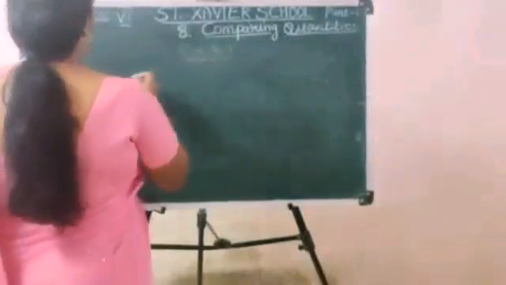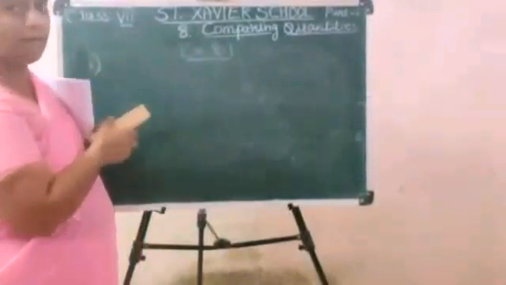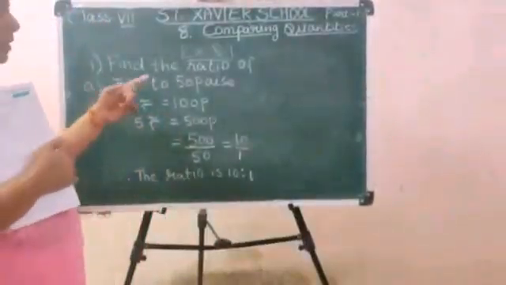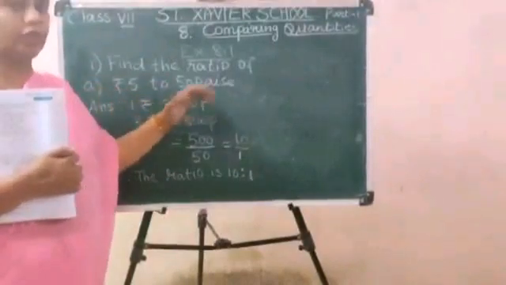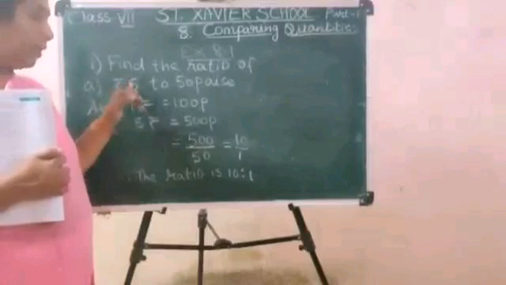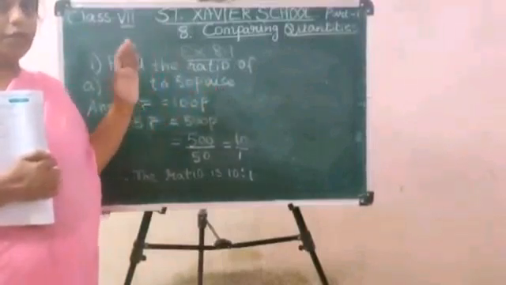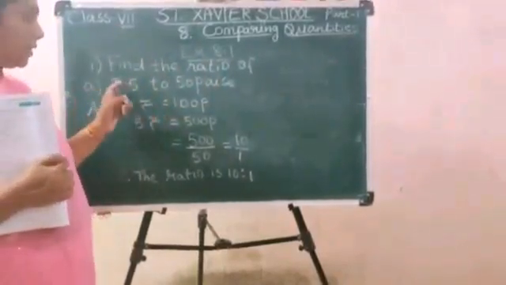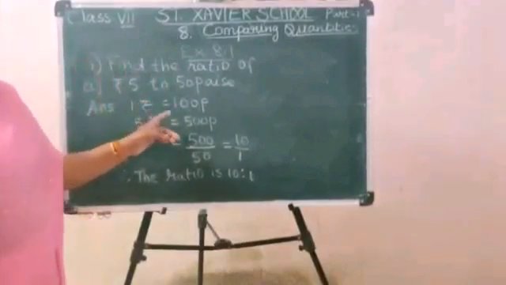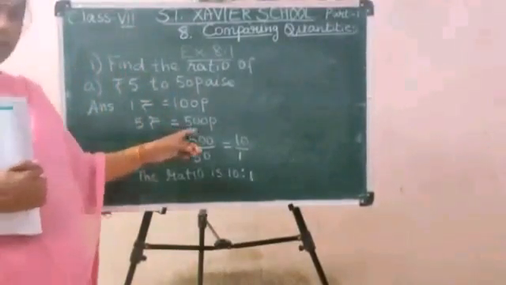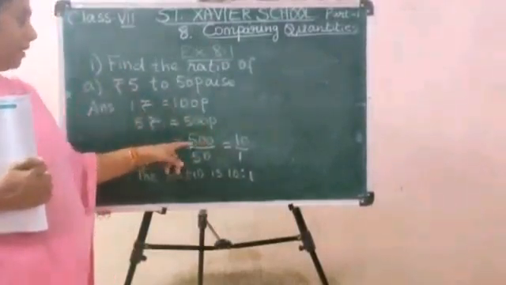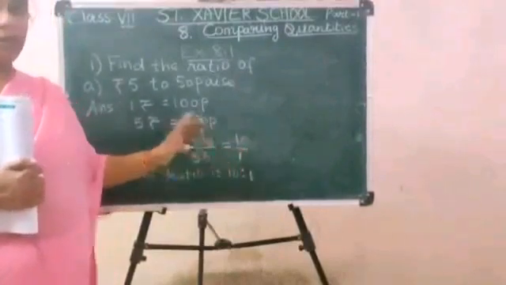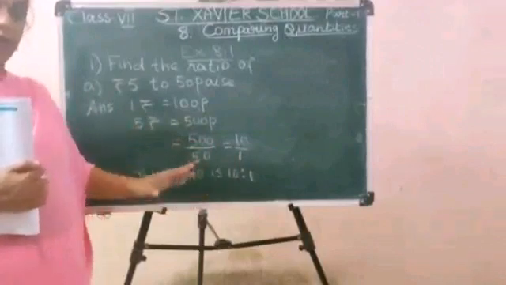Exercise 8.1. Question number 1. Find the ratio of rupees 5 to 50 paise. Here one is in rupees, another one is in paise. So you can convert either rupees into paise or paise into rupees. Here I have converted the rupees into paise. You know 1 rupee equals 100 paise. So 5 rupees will become 500 paise. So 500 paise divided by 50 paise, when you simplify, will be 10 by 1. So the ratio is 10:1.